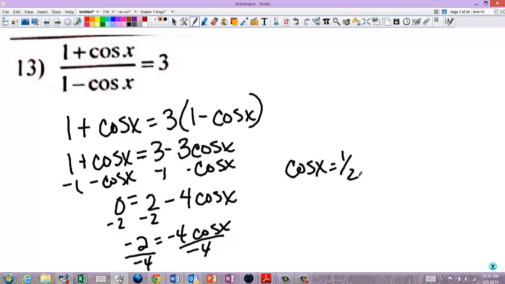So I want to know, where is cosine a half? Cosine is a half at the 60s, and it's only positive in these two quadrants. So it's 0 plus 60 is 60, and then it's 60 away from 360, so it's 300. Just pretend like I'm putting degrees on all these.